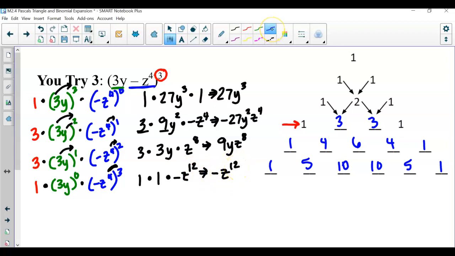So here we've got final answer, 27y cubed minus 27 y squared times z to the fourth plus 9y z to the 8th minus z to the 12th.